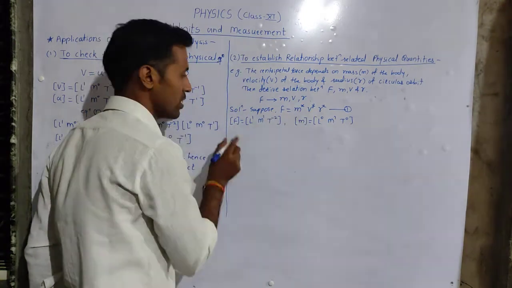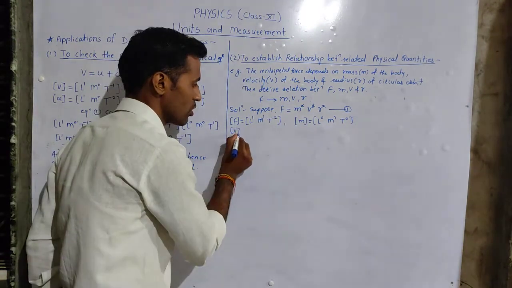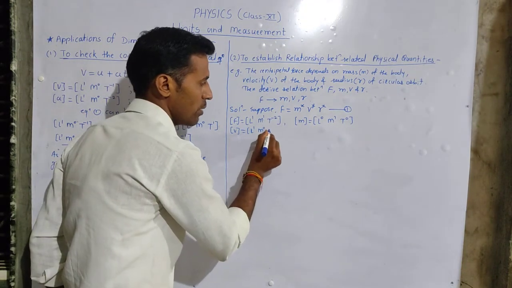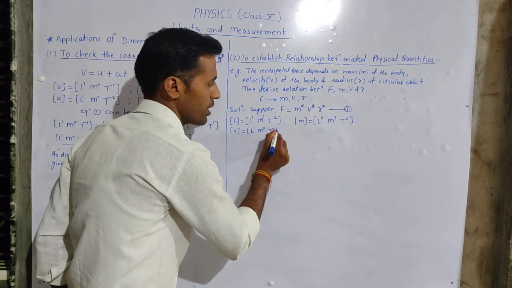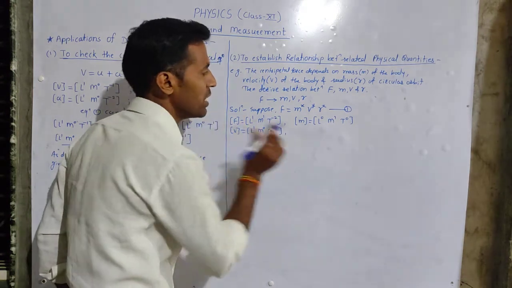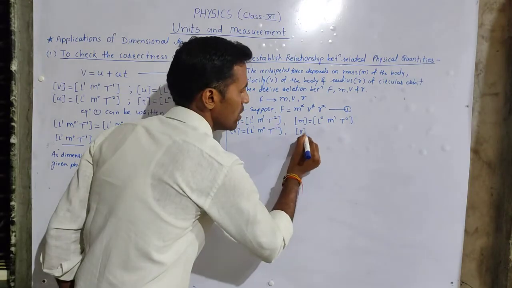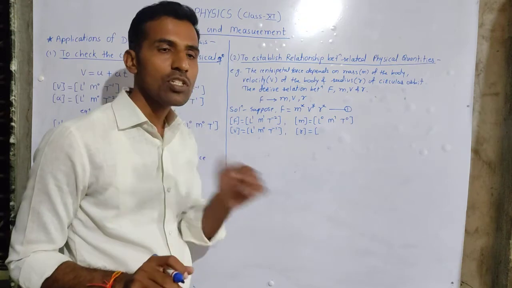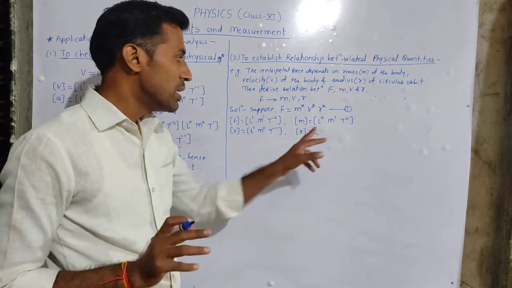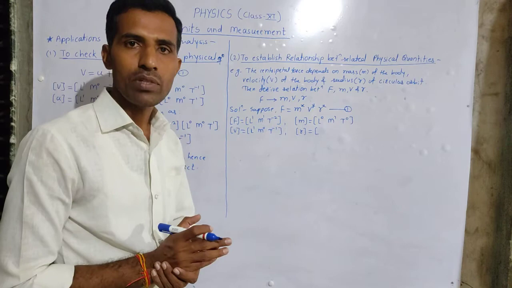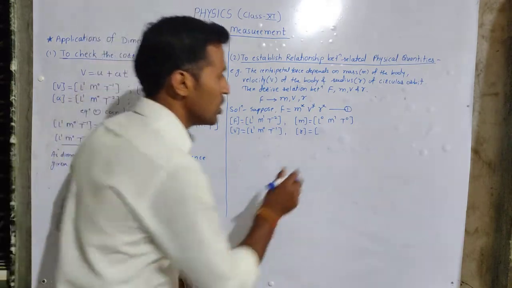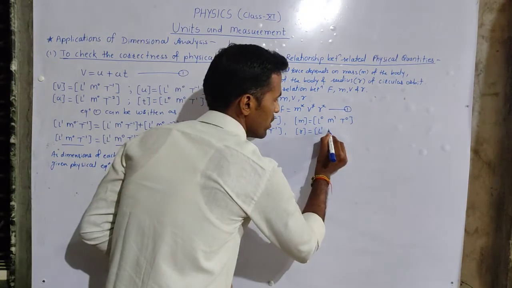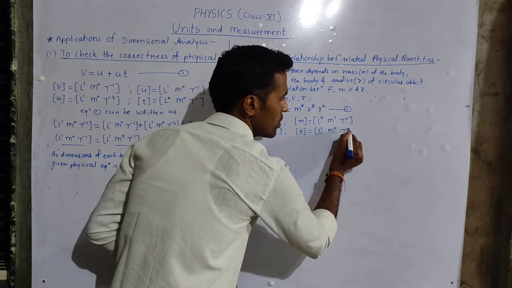Next is velocity. Dimensions of velocity, V, is equal to L1, M0 and T minus 1, and the last term is radius. Which is the symbol for the radius? Radius is nothing but the length, is nothing but the distance. So we can take L. Power of length is 1, power of mass is 0, and power of time is 0.